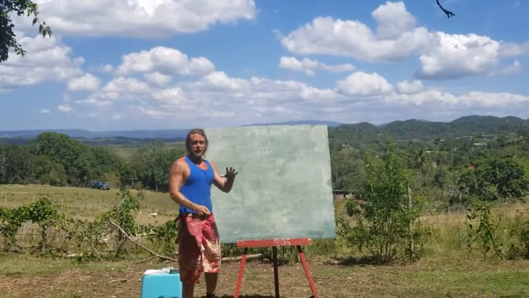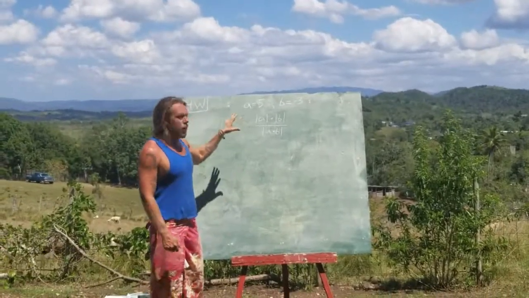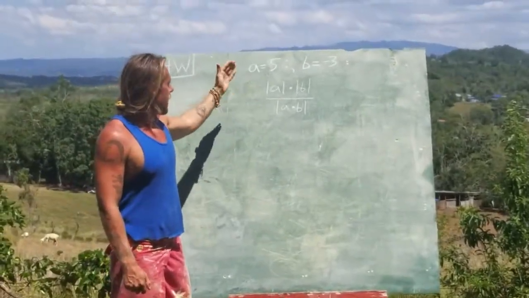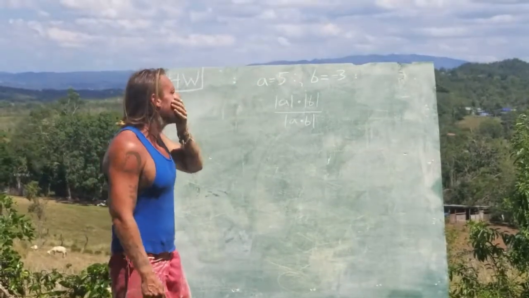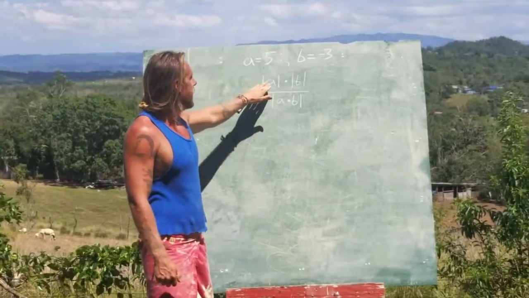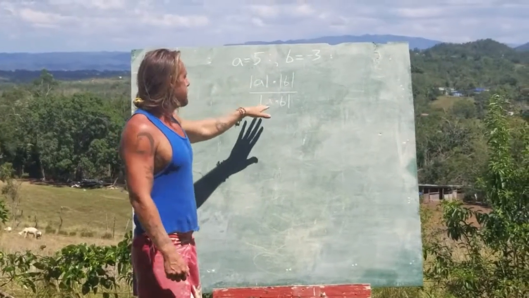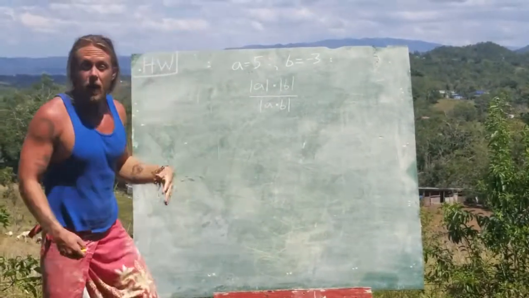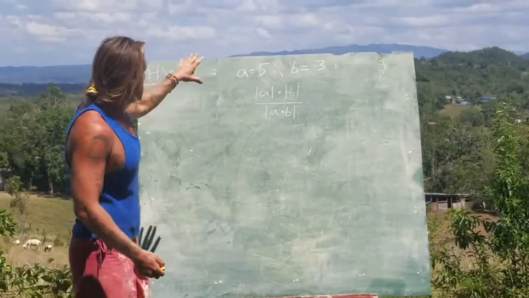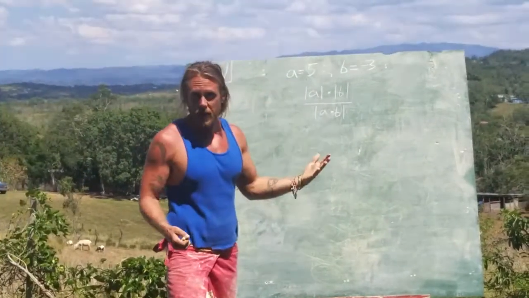All right, we moved out of the shade a little bit. We've got one more of these using our a equals 5 and b equals -3. We have the absolute value of a times the absolute value of b over the absolute value of a times b. All right, first thing to do, of course, is to substitute our values, and then we'll simplify.